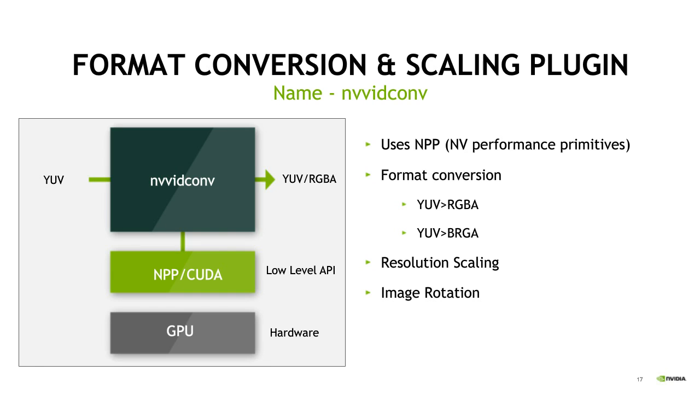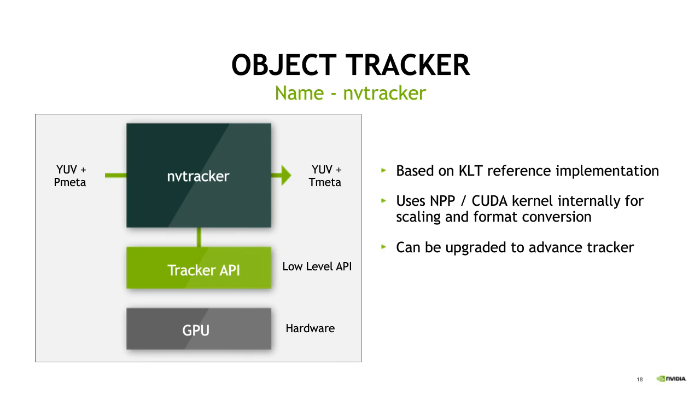The next plugin is a reference implementation based on the Kanade-Lucas-Tomasi approach for feature tracking. There are more advanced tracking mechanisms being worked on for future releases that this plugin can upgrade to. The input would be YUV data and the metadata generated from an inference block that provides object coordinates from the initial detection, and will output the YUV data with a unique ID for each object. This plugin also includes an option for scaling and format conversion.